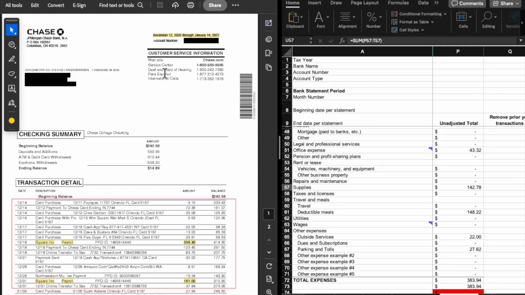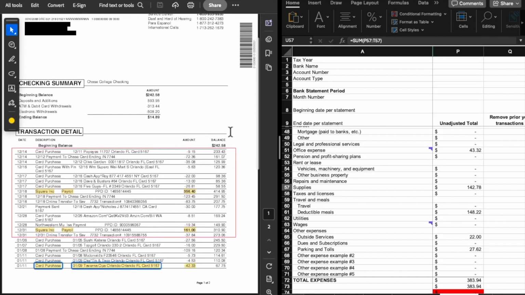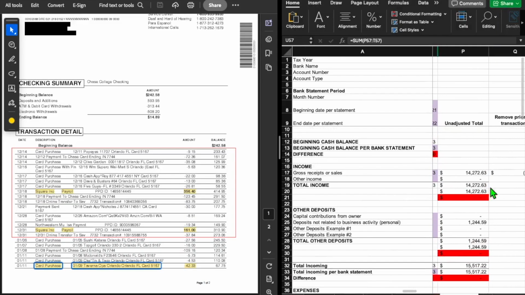So here I have our bank statement from December 12, 2020 through January 14, 2021. And we want to remove from the bank statement the transactions that happened in December 2020, which I highlighted here in this red box. As you can see, we just had two transactions, two sources of income that came in during that time. So we're going to go here to our Excel summary.